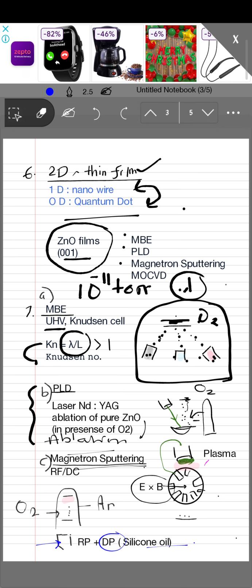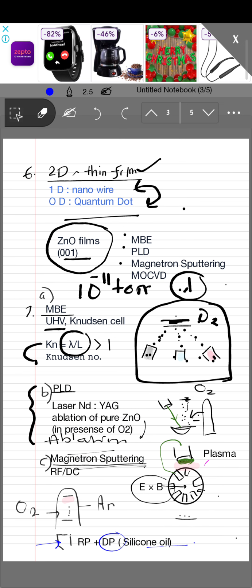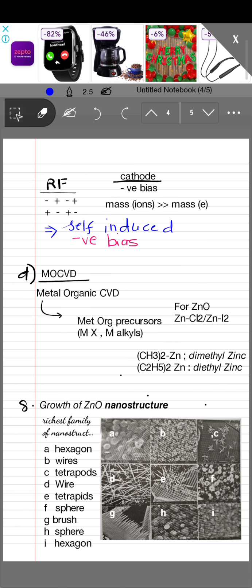Now, this magnetron sputtering comes in two different modes, one is RF and the other DC. The target is kept here, see, this is the place where the target is kept, and it is kept at a negative potential. So, a self-induced negative bias occurs in the case of RF, because if we are using RF, we mean that we are alternately changing the polarity of the target and the anode, of the cathode and anode.